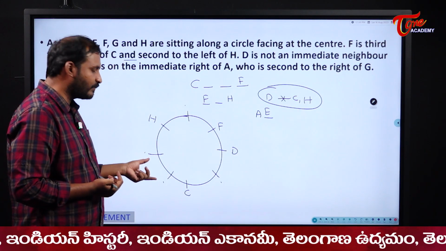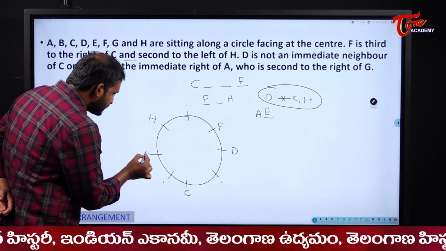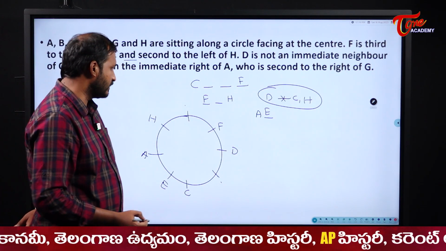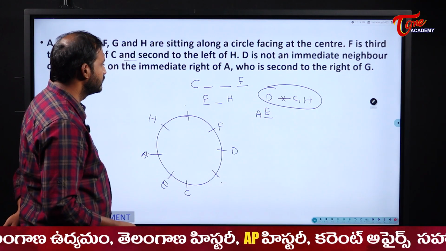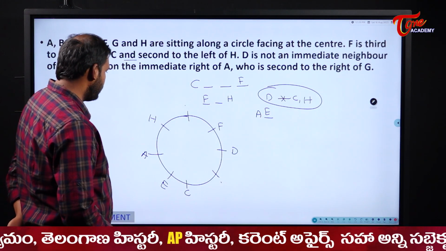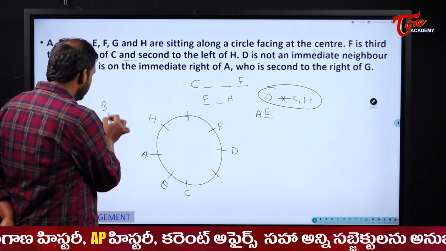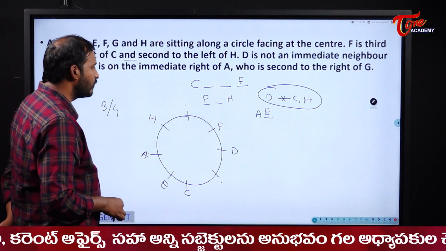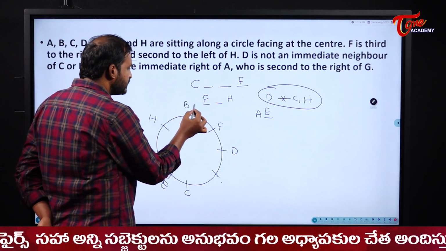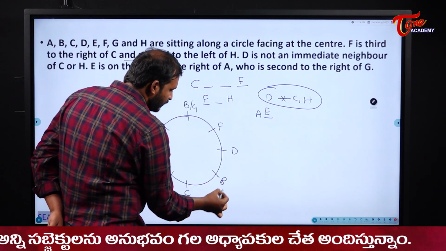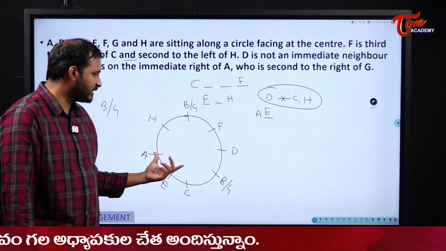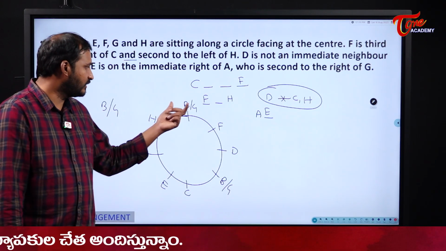So A and E I can put here only, right? So obviously I can place A here and E will go here. Now when it comes to the other people, who are the other two? B and G. They didn't say anything about B and G. Here I can have B or G, or here also I can have B or G. So there are two chances for B and G which we cannot tell exactly.